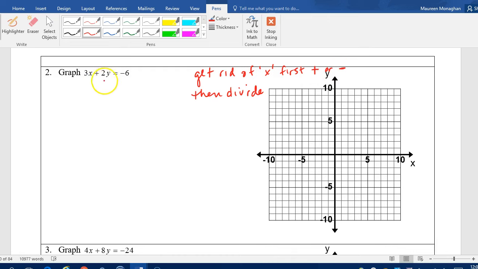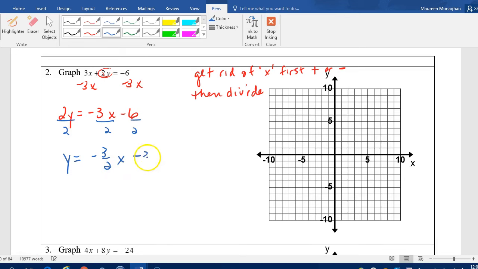So let's take a look at this one. We see the y, so we're going to get rid of the x by doing the opposite. So 2y equals negative 3x minus 6. And then go through and divide everything by 2. So y equals negative 3/2 x minus 3. Graph. So the slope is negative 3/2. The y-intercept is negative 3.